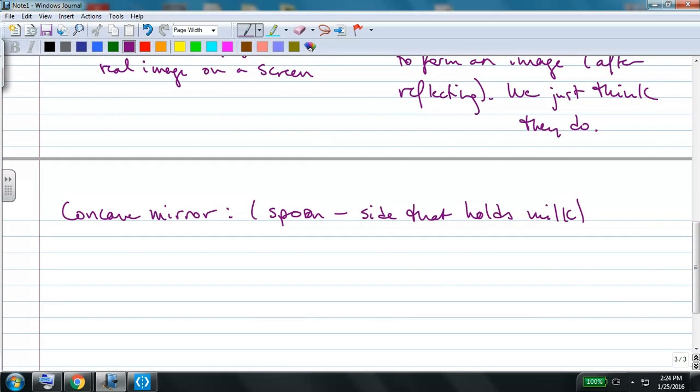Hold the spoon like an arm's length away and find yourself in there. Okay, do you see you? Do you notice that you're upside down? Do you notice that you're really small? Okay, believe it or not, you're seeing a real image. For right now, you're just going to have to trust me on that. I'll prove it to you when I see you again. So there you are, upside down and much smaller.